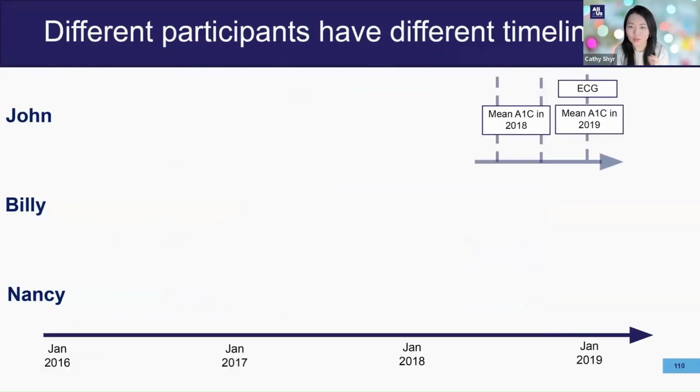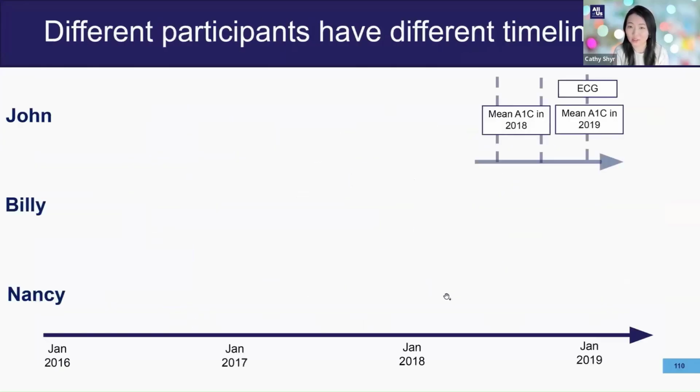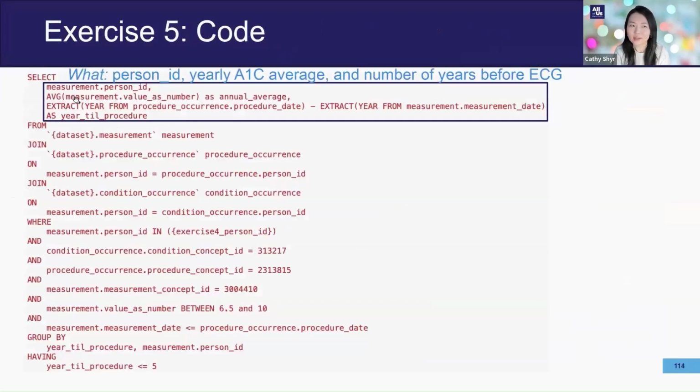So again, let's think about what we are interested in looking at, right? We want to look at the average A1C value trend over the years before the participant had their ECG. So in this case, the what statement, we want to specify the person ID just to keep track of everything. And we also want the yearly A1C average. So in SQL, there are actually shortcuts to just take the average value of a specific measurement. So here I'm taking the mean of the measurement value, and then I'm renaming it as annual average. So that will be my y-axis, right?